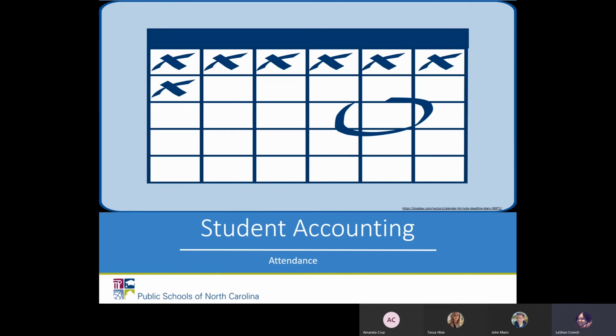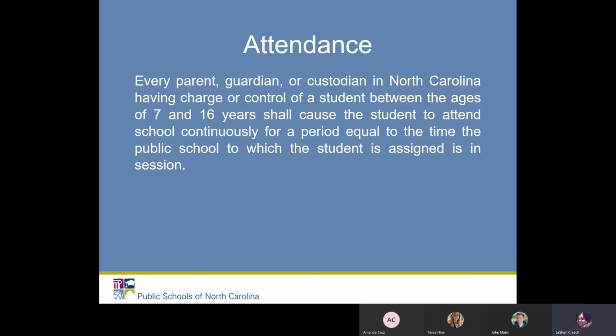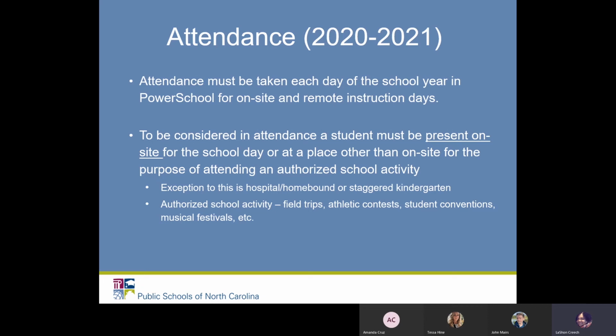Attendance is also covered in Chapter 2 of the SASA Manual. Compulsory attendance required by law in North Carolina means every parent, child, or custodian with a child between 7 and 16 years old must enroll the child continuously in school while the school is in session. For the 2020-21 school year, attendance must be taken each day school is in session during the school year for on-site and remote instruction days.